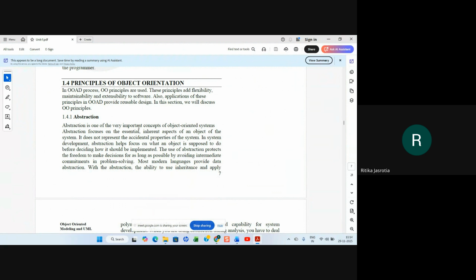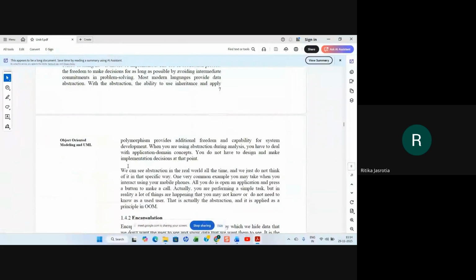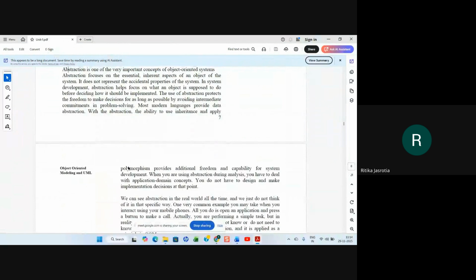Abstraction is one of the very important concepts of object oriented system. Abstraction focuses on the essential inherent aspects of an object of the system. It does not represent the accidental properties of the system. In system development, abstraction helps focus on what an object is supposed to do before deciding how it should be implemented. The use of abstraction protects the freedom to make decisions for as long as possible by avoiding intermediate commitments in the problem solving. So, they have given you what is abstraction.